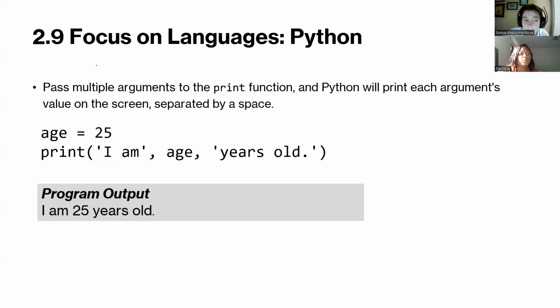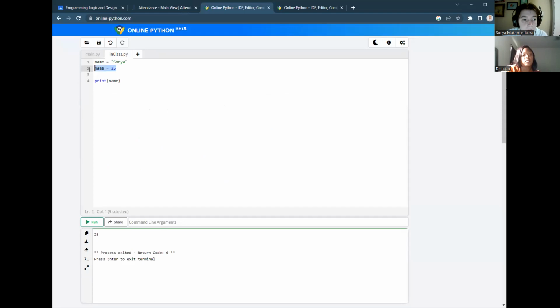Yeah, see, you can pass multiple arguments to the print function, as I just showed you when we printed name. You can combine both the variable and just some sentence that you want to use. Let's get rid of this one because it doesn't make sense for a name to be 25.